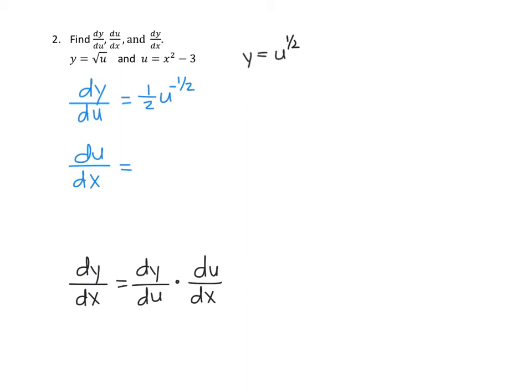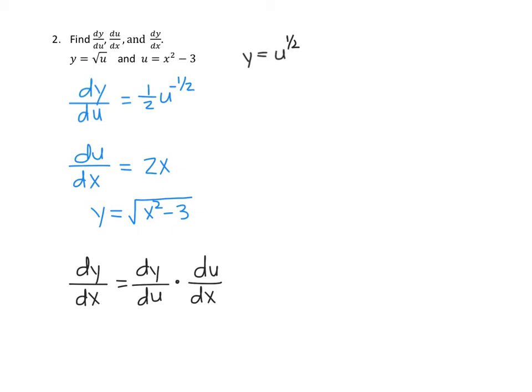So taking the derivative of u with respect to x, bringing the 2 out in front, we have a 2x as the derivative. Next, to find dy/dx, we need to define y in terms of x. Y is equal to the square root of u, but we're going to replace u with x squared minus 3, since u is equal to x squared minus 3. So now we've defined y in terms of x. So let's take the derivative dy/dx.